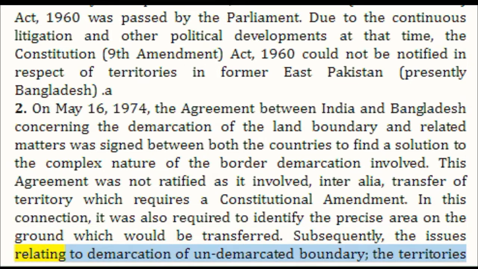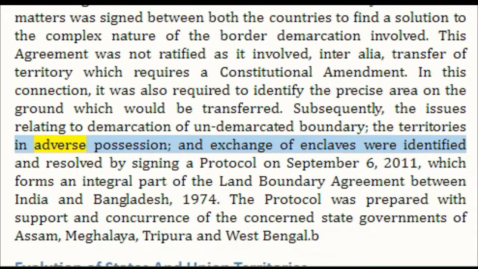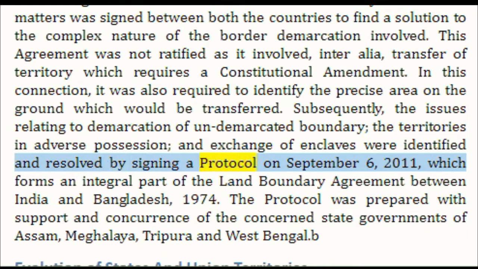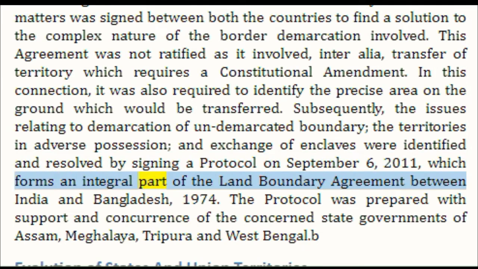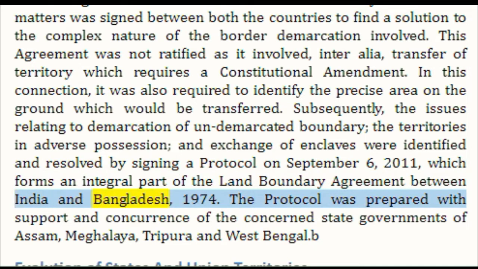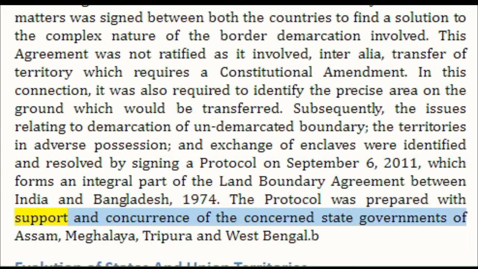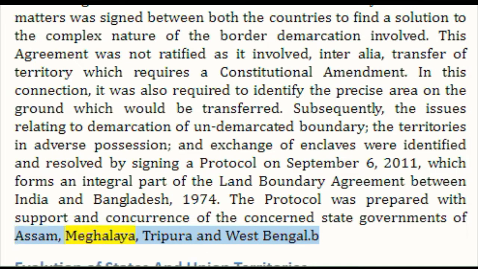Subsequently, the issues relating to demarcation of undemarcated boundary, the territories in adverse possession, and exchange of enclaves were identified and resolved by signing a protocol on 6 September 2011, which forms an integral part of the Land Boundary Agreement between India and Bangladesh, 1974. The protocol was prepared with support and concurrence of the concerned state governments of Assam, Meghalaya, Tripura and West Bengal.